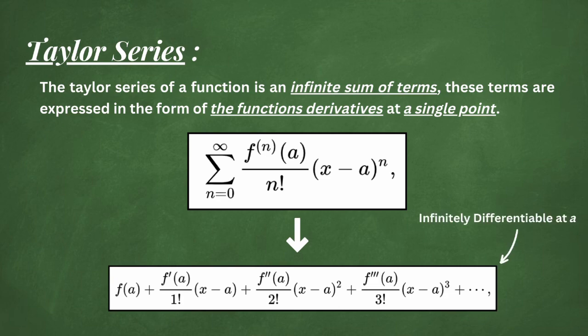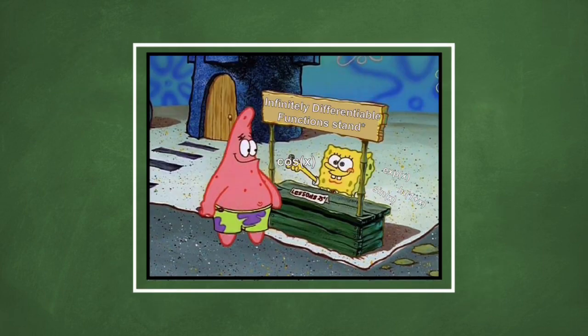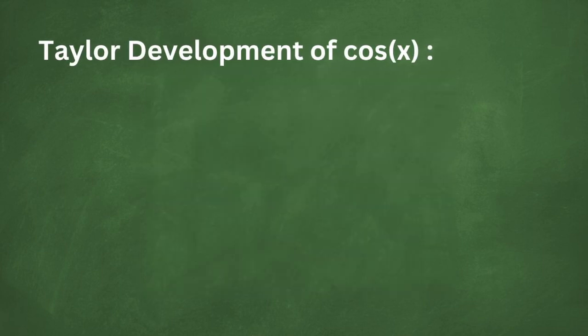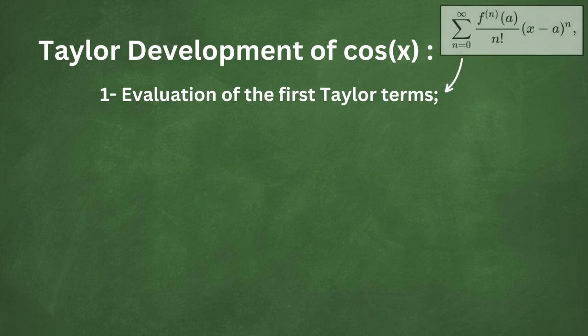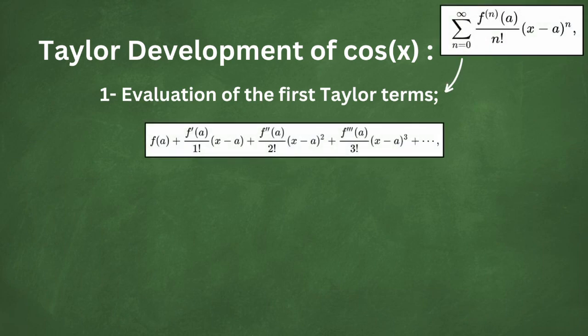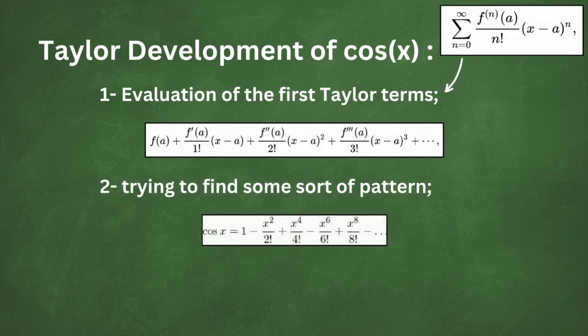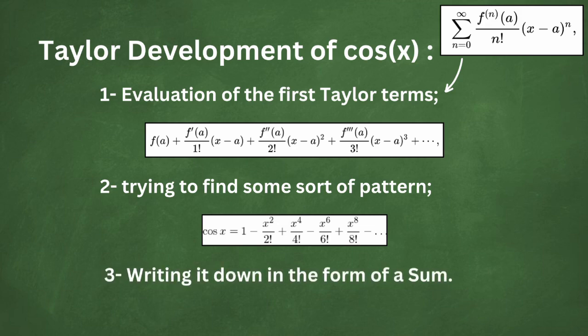So basically, take a function that is infinitely differentiable, for example cosine of x. Let's say we want to write down its Taylor development. The thing we've got to do is to evaluate each term of the Taylor series with the formula right here. Then we try to find some sort of pattern with these terms, and we try to write it down in the form of a sum.